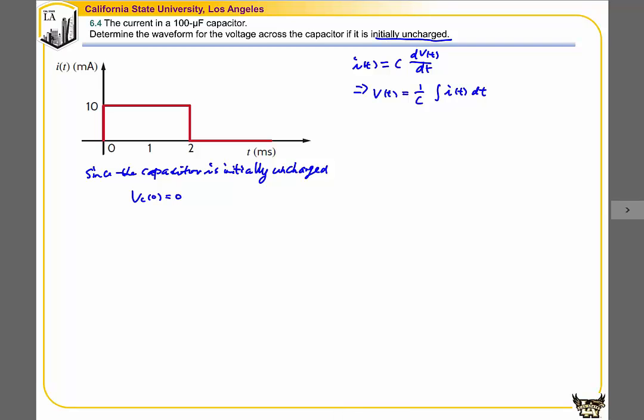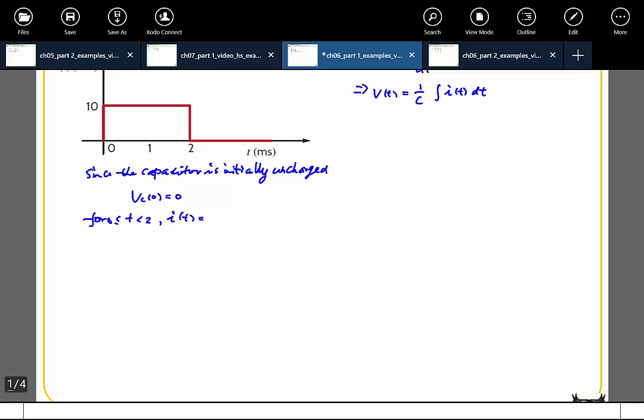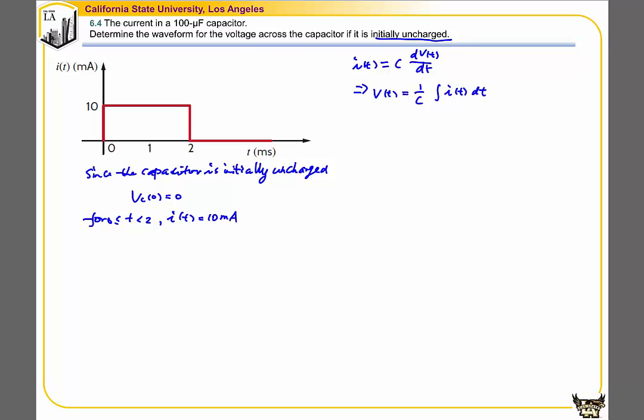Since the capacitor is initially uncharged, we know that Vc(0) is equal to 0. And from the waveform, we know that for time t greater than 0 and less than 2, the current i(t) is equal to 10 milliamp. Then we can apply the integration. So v(t) in this time period is equal to 1 over C times the integration from 0 to t of 10 times 10 to the power negative 3 d tau, and C is 100 microfarad. That gives us 1 over 100 times 10 to the power negative 6, times 10 times 10 to the power negative 3 t.